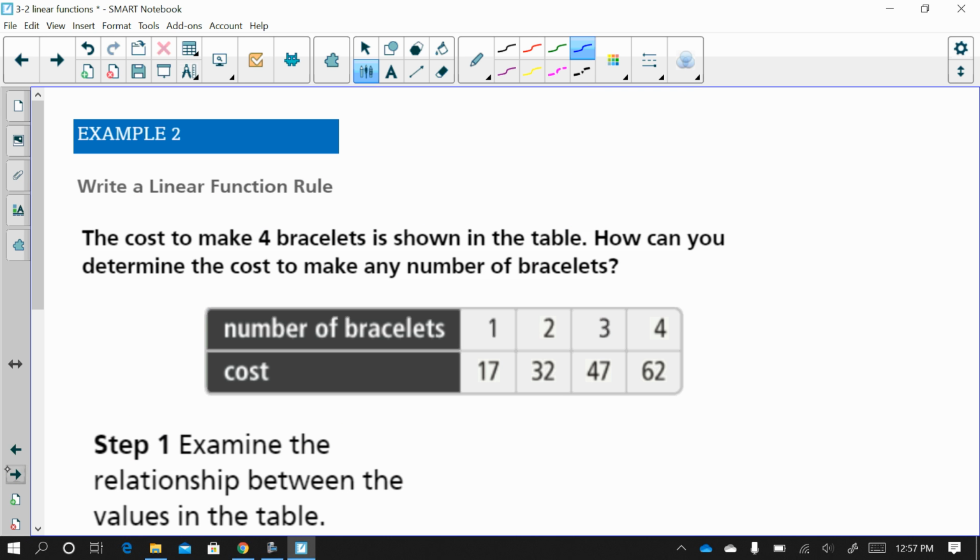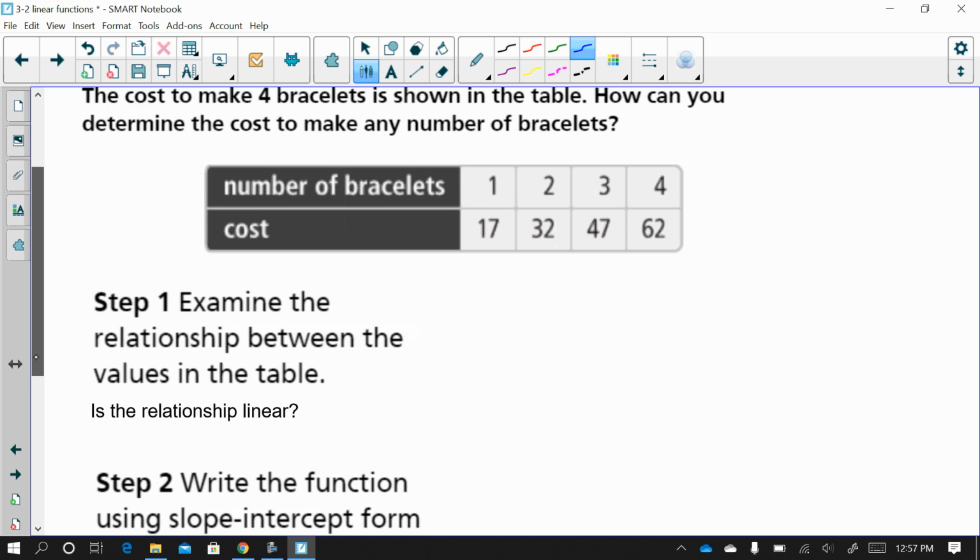Okay, moving on to example 2. We're going to write a linear function rule. So the cost to make 4 bracelets is shown in the table. How can we determine the cost to make any number of bracelets? Okay, so I see 1 bracelet costs me 17 to make, 2, 32, 3, 47, 4, 62.